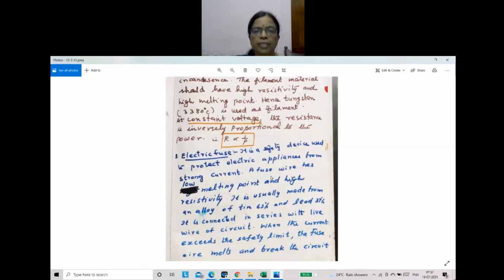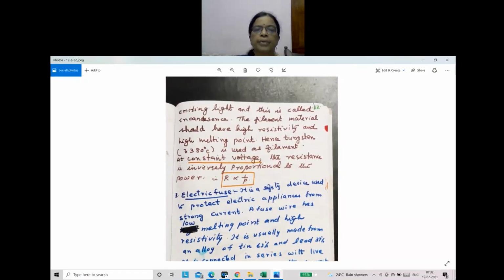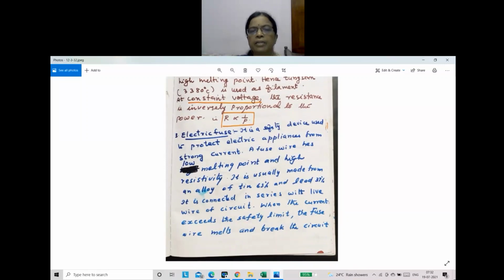Resistance is inversely proportional to the power. This property you should know for doing problems. At constant voltage, when voltage is constant, resistance is inversely proportional to power. V squared by R, inversely proportional to power, at constant voltage.